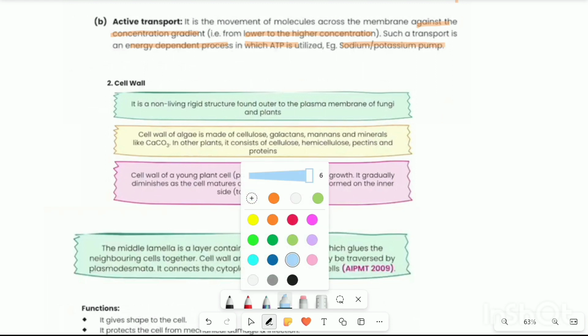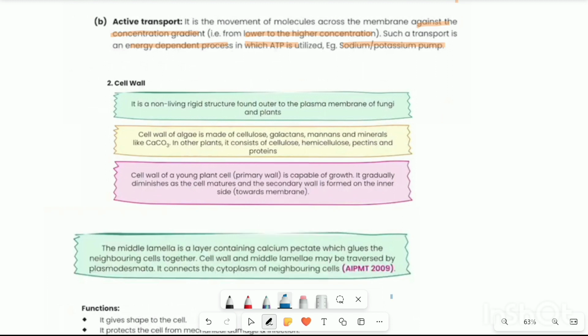Next is cell wall. Cell wall is a non-living rigid layer found outer to the plasma membrane of fungi and plants. This cell wall is a non-living rigid structure which is found outside the plasma membrane, which means if we say this is the plasma membrane, then outside of the plasma membrane there is the cell wall, and it is a non-living rigid structure. If we talk about the cell wall of algae, it is made up of cellulose, galactans, mannans and minerals like CaCO3, calcium carbonate. And in other plants, it consists of cellulose, hemicellulose, pectin and protein.